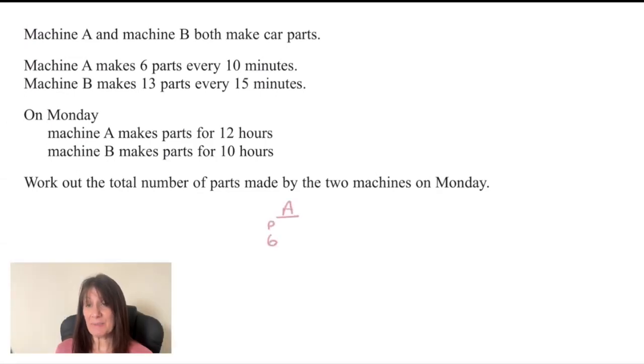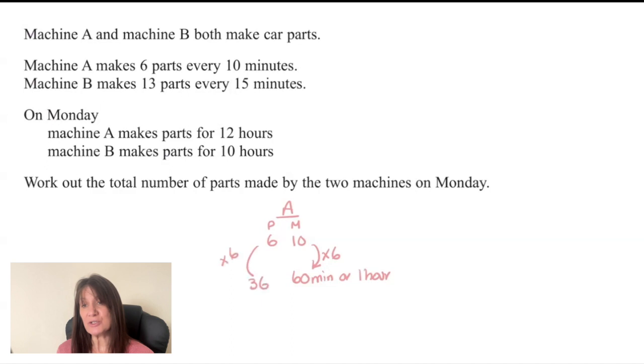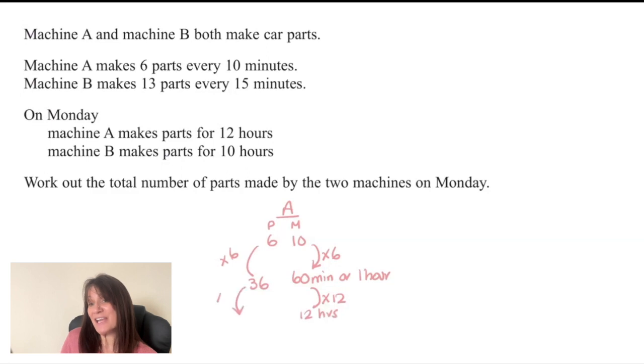Machine A makes 6 parts every 10 minutes. And notice how I'm labeling this up. I want to be clear what numbers are representing what. Now, if I multiply my 10 minutes by 6, I'll get 60 minutes or an hour, which will put me in the same units for when I'm trying to work out how many parts are made in 12 hours. What you do on one side, you do to the other. So those 6 parts are multiplied by 6 to get 36. I'm then going to times my hour by 12 to get the 12 hours. And the 36 parts I can make every hour, I'll times by 12 to see how many we can make in 12 hours. Which is 432.